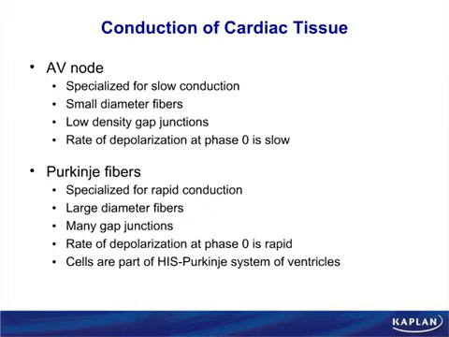These cells are part of the His-Purkinje system of the ventricles. Again, their job, rapid conduction. We want to get that signal to the ventricular myocytes basically at the same time so that all those ventricular myocytes depolarize at the same time and the heart can contract in unison.